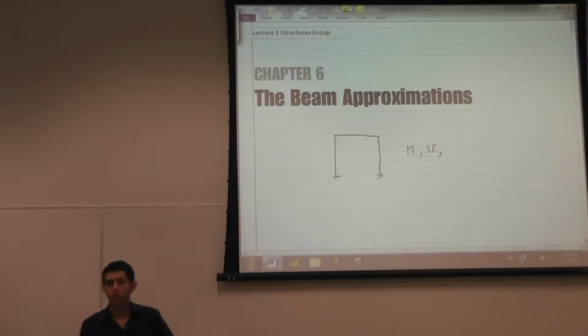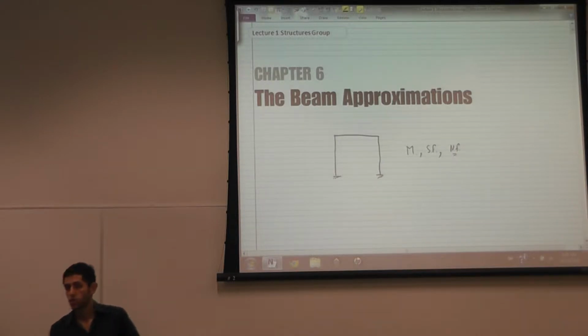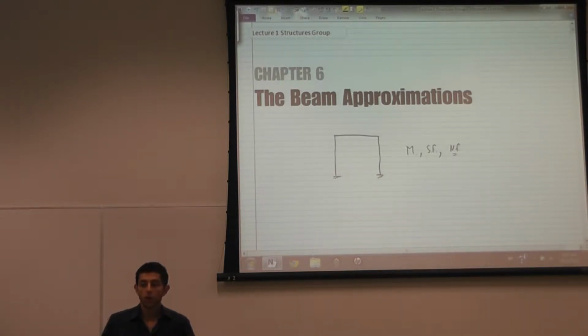Based on the bending moments and the shearing forces and the normal force, you design the structure according to what that structure can withstand in terms of the maximum moment, maximum shear force, maximum normal force. In doing so, you are already incorporating some or most of what we studied in continuum mechanics, but with a certain approximation.